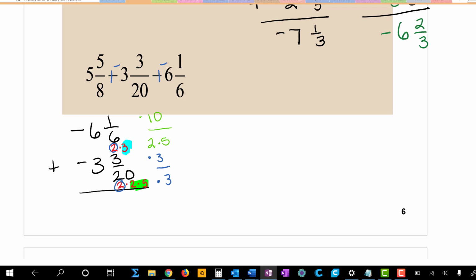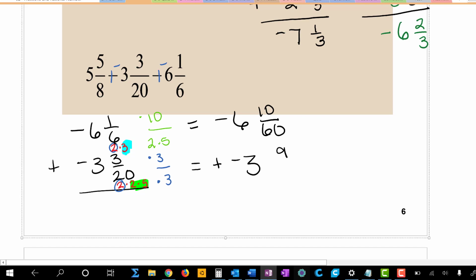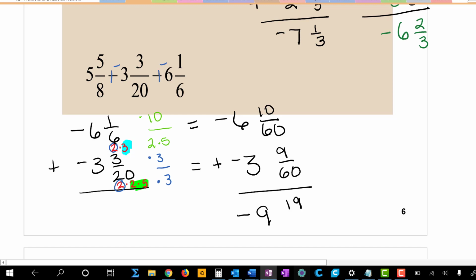So now I'm going to get my equivalent fractions. So this is going to be -6 and 10 over 60 plus -3 and 9 over 60. They're both negative, and when you add negatives up, you get more negatives. So this is going to be -9 and 19 over 60.